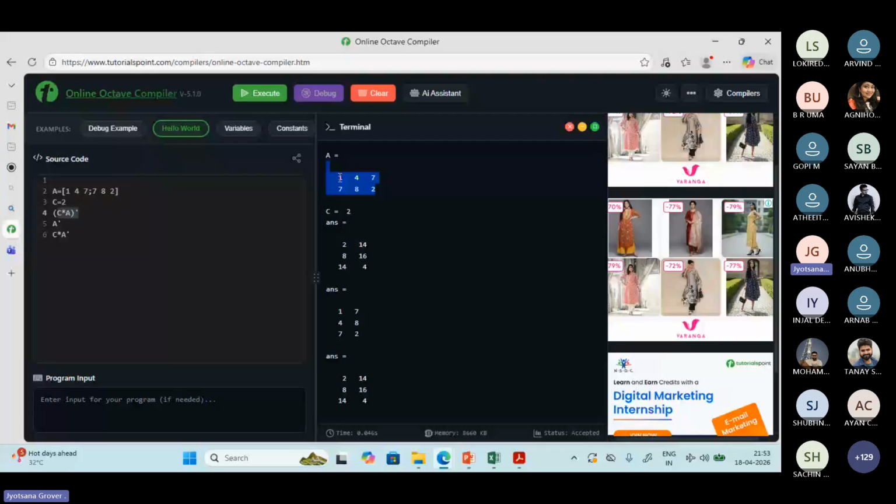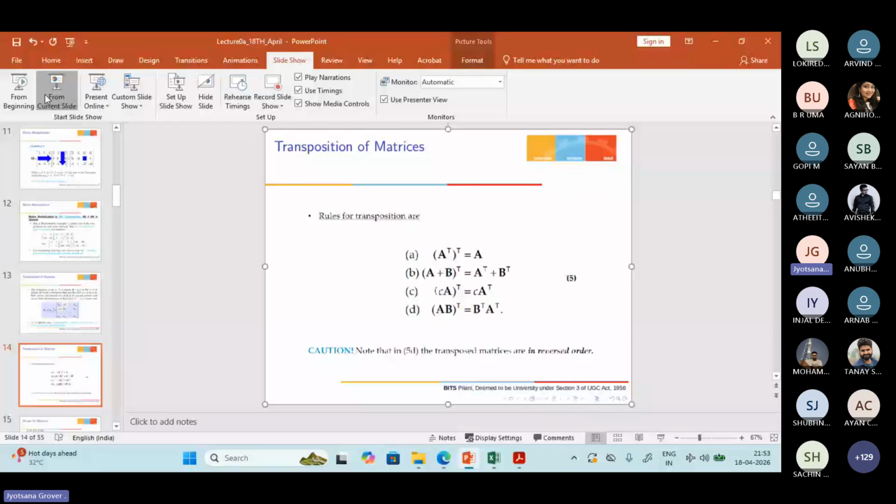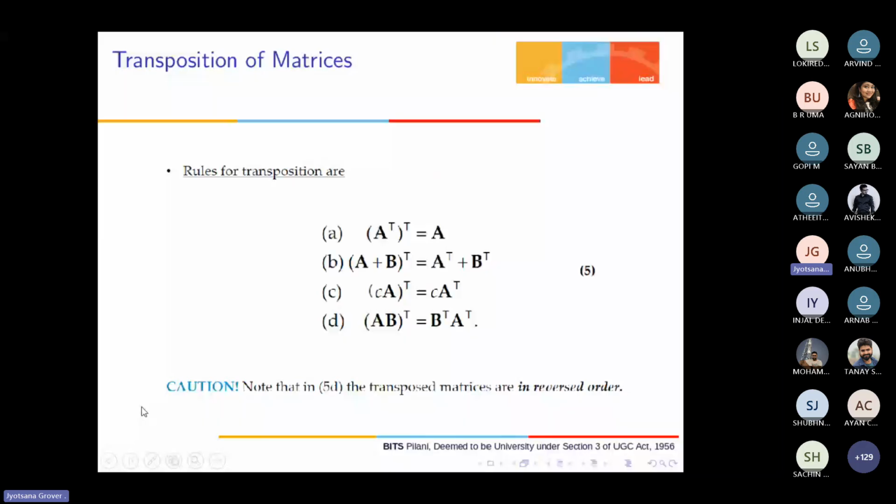All right, this is important. In fact, all these properties are important. Now this is the most important because it will be used later on in the course. If you take the product of two matrices and then take its transpose, the result will be the same as B transpose into A transpose. That means you reverse the order. Here you are multiplying A first, then B, then you take the transpose. The result will be the same as B transpose first and then A transpose.